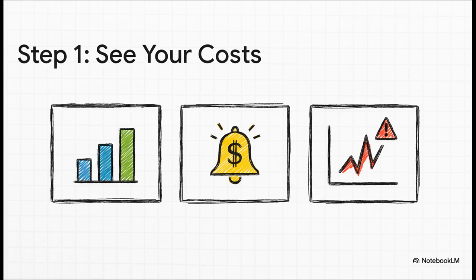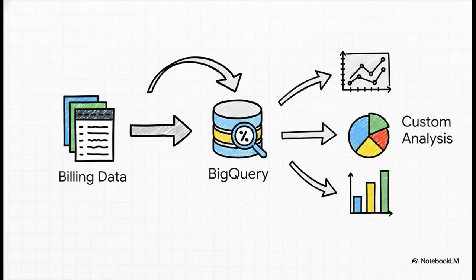Budgets and alerts are your critical early warning system. You set a limit, and it screams at you when you get close. And anomaly detection, this thing is awesome. It automatically flags any weird, sudden spending spikes that just don't look right. So when the basic reports just aren't cutting it anymore, it's time to go deep.